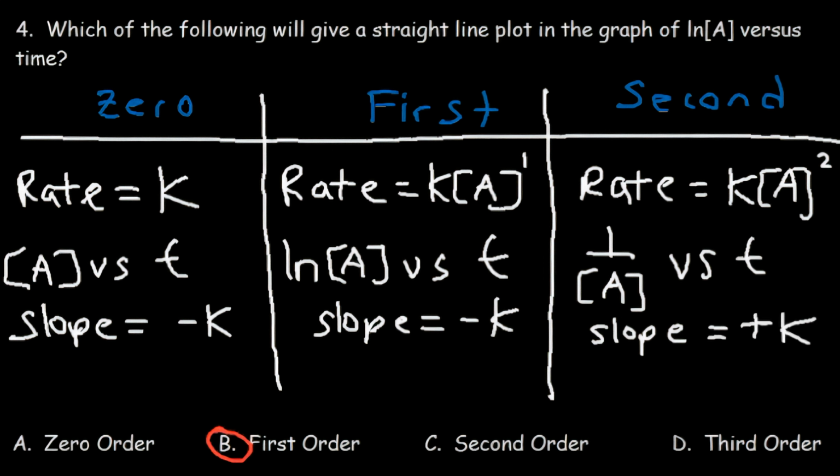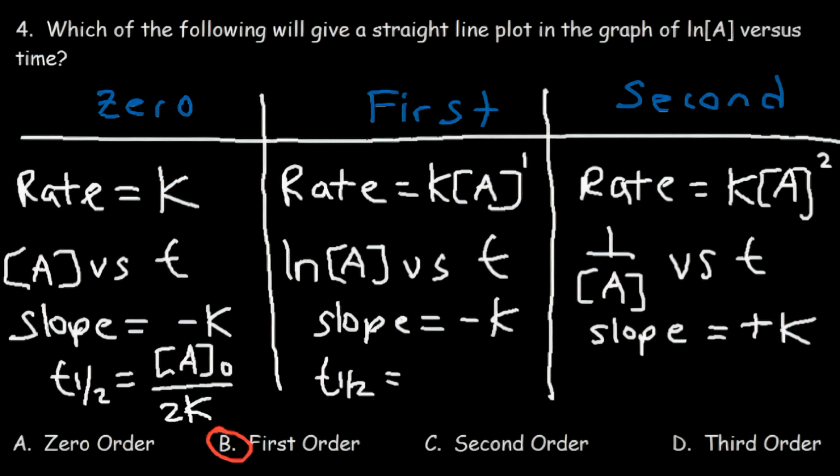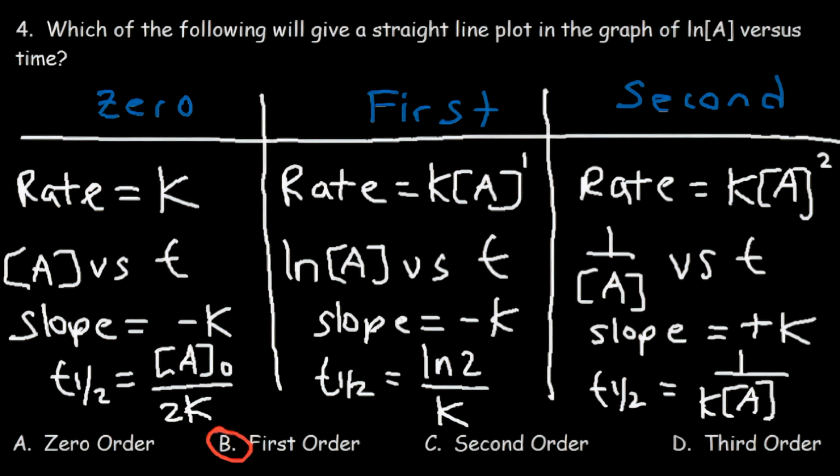Now the next thing you need to know is the half-life equation. The half-life equation for a zero order reaction is the initial concentration of A divided by 2K, where K is the rate constant. For a first order reaction, the half-life, which is the time it takes for the substance to change by half, is the natural log of 2 divided by the rate constant K. And for a second order reaction, the half-life is equal to 1 over the rate constant times the initial concentration of A.